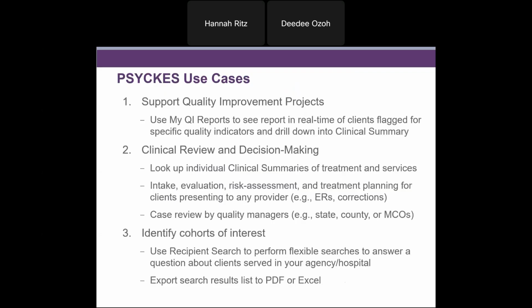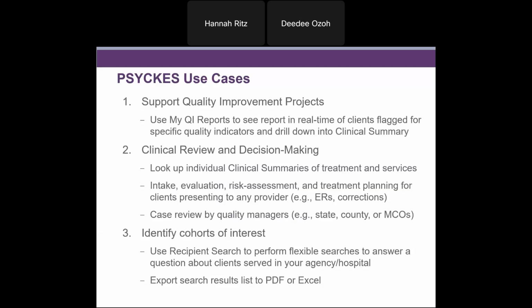So what are some PSYCKES use cases and why might people use the application? PSYCKES can be used to support quality improvement projects, and here you can use MyQI reports to see what clients are flagged for a specific quality indicator. Here, users can also look at prevalence rates and observe where there's opportunities for improvement. You can also filter this report by program levels, managed care plan, region, county, and more.